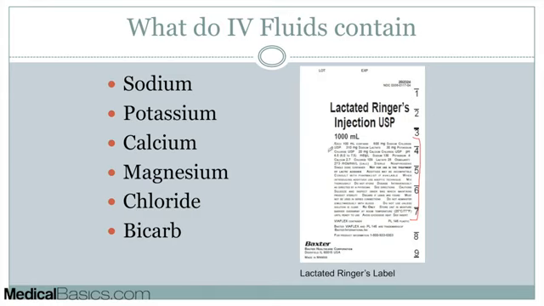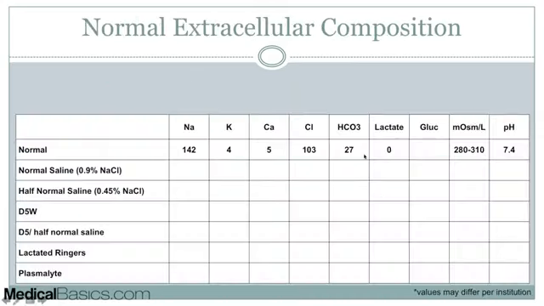So you don't really have to remember any of this. You just reference what's on the bag itself. I think though it is a good idea to have a general approach and then use this as a reference. So the first thing we're going to do is we're going to actually look at what is the normal extracellular composition. So what does our blood actually look like? And then it's going to make sense why we're going to be using all these different fluids and for what purpose we're going to be using them for.